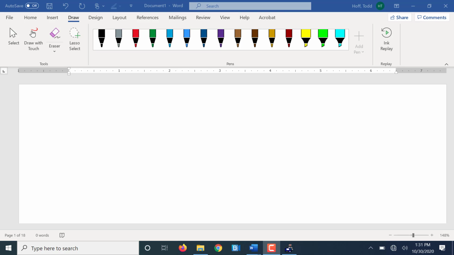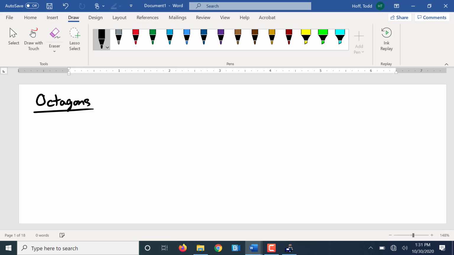Okay, so this week we've got a couple of topics I want to cover before we make sure we go through and have everybody caught up for the end of the quarter. The first one is some special formulas that come into effect. We're going to talk about octagons.